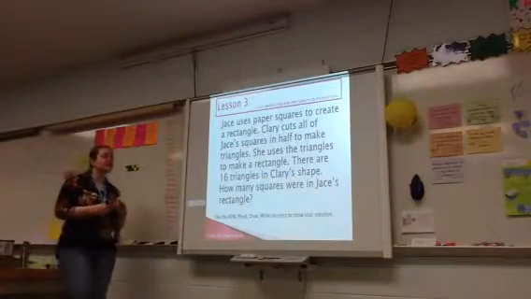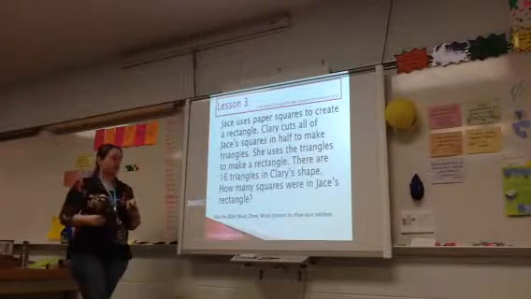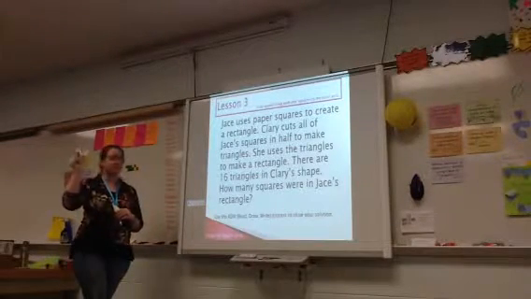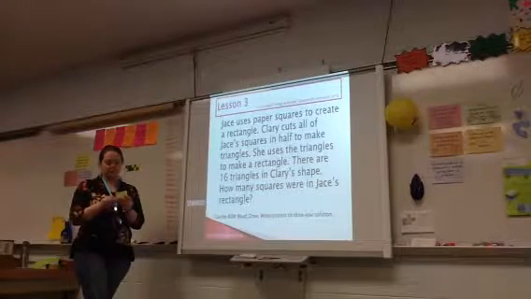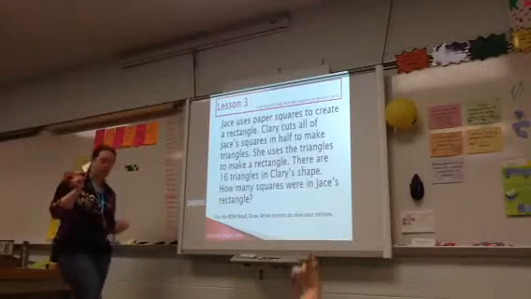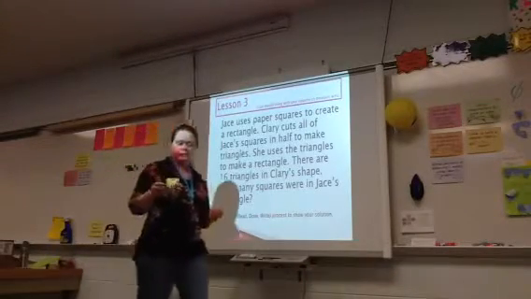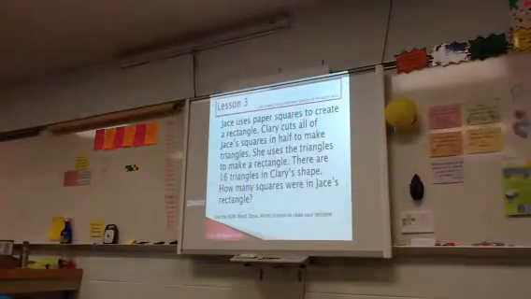So Clary is going to make the same shape. There are 16 triangles in Clary's shape. How many squares were in Jace's rectangle? Draw a picture. There are 16 of these guys in Clary's shape.